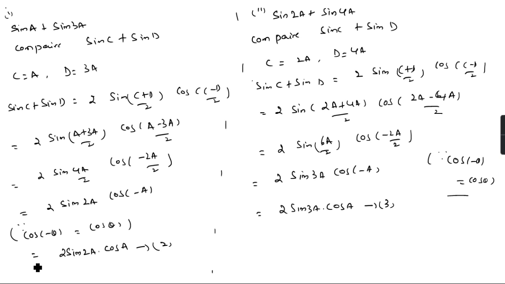And next, what is the next value? That is the third part, cos A minus cos 3A, cos A minus cos 3A. So compare cos C minus cos D. So what is the C value? C value is equal to A and D value equal to 3A.